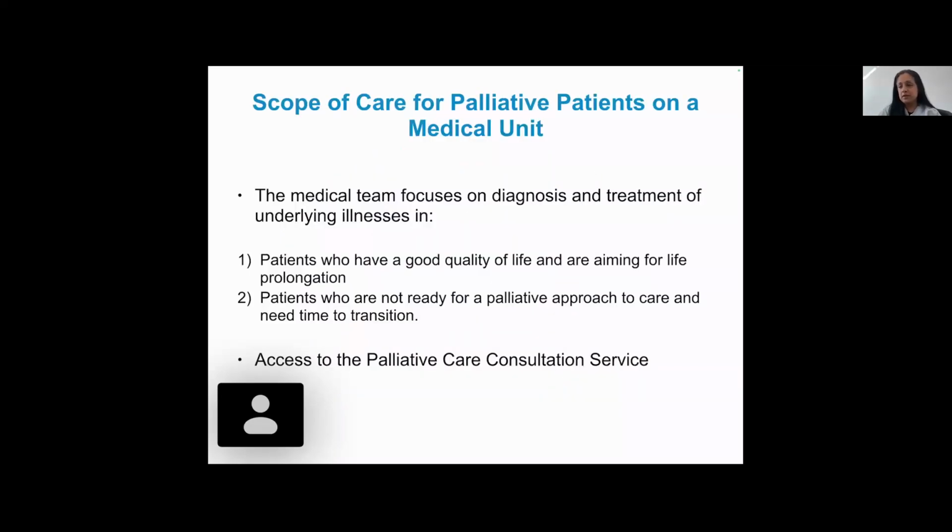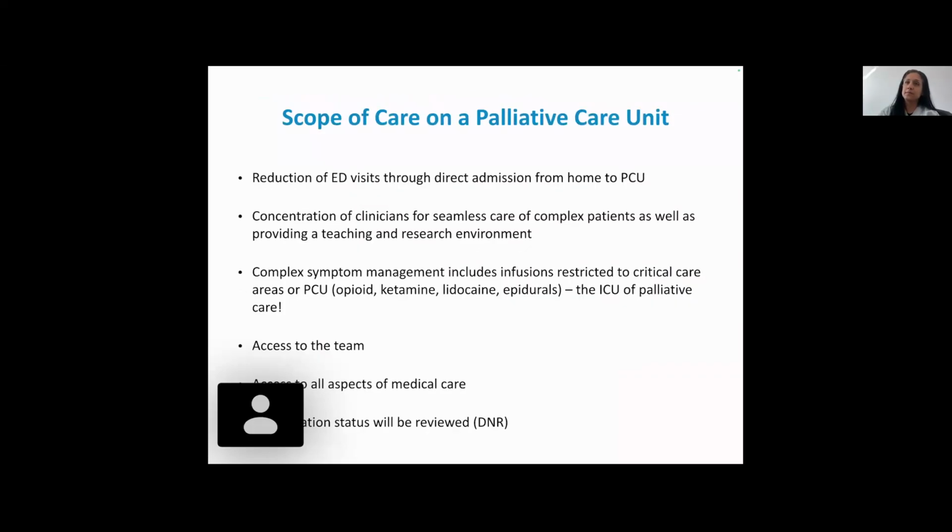So on a medical unit, if you get admitted to hospital and you need a palliative care doctor, you get the consultation service. They will come, they will see you, they will co-manage your care. On a palliative care unit, that difference is that palliative care doctor and the palliative care nurses will co-manage your care as the primary team. Examples are whether patients may need intravenous infusions of medications, as they sometimes need, and that's what I mean by complex. It gets a bit complicated. All levels of care can be accessed on a unit: transfusions, antibiotics, CT scans, whatever is necessary to move a patient forward and help them feel better can be done.